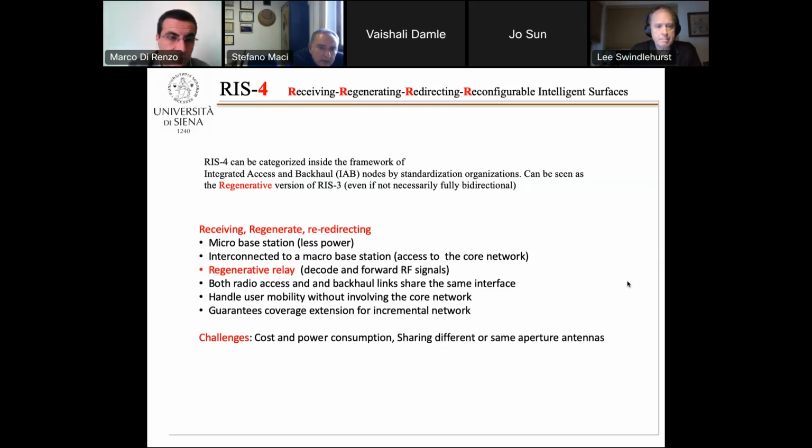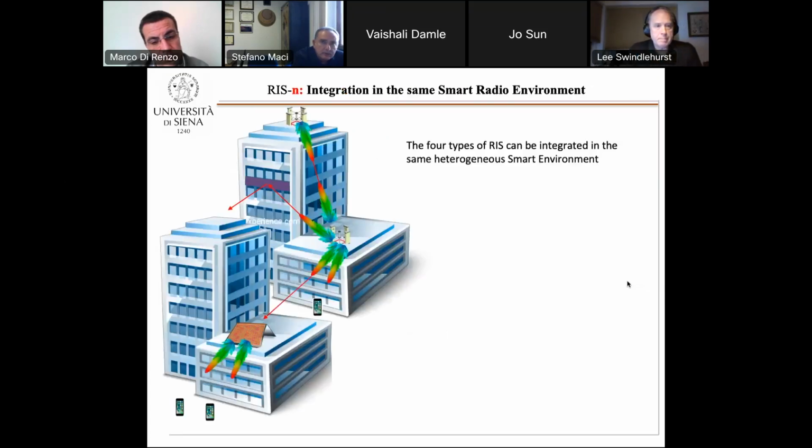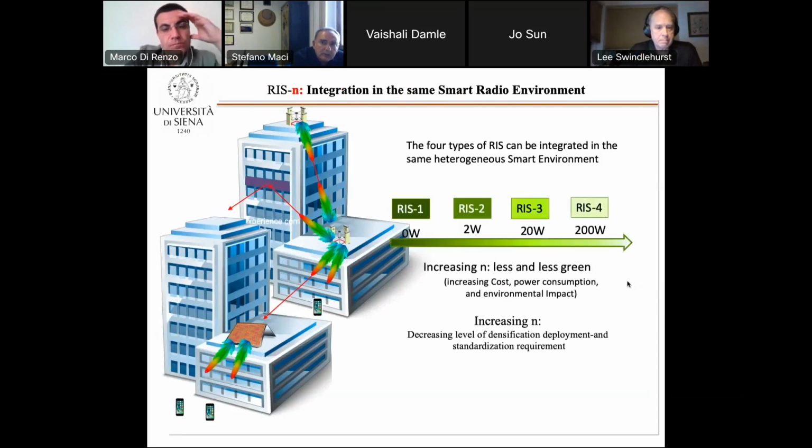The challenges are the cost and power consumption, sharing different aperture or even the same aperture antenna over the same functionality in transmission and reception. The fourth type of RIS can also be integrated in the same heterogeneous smart environment.